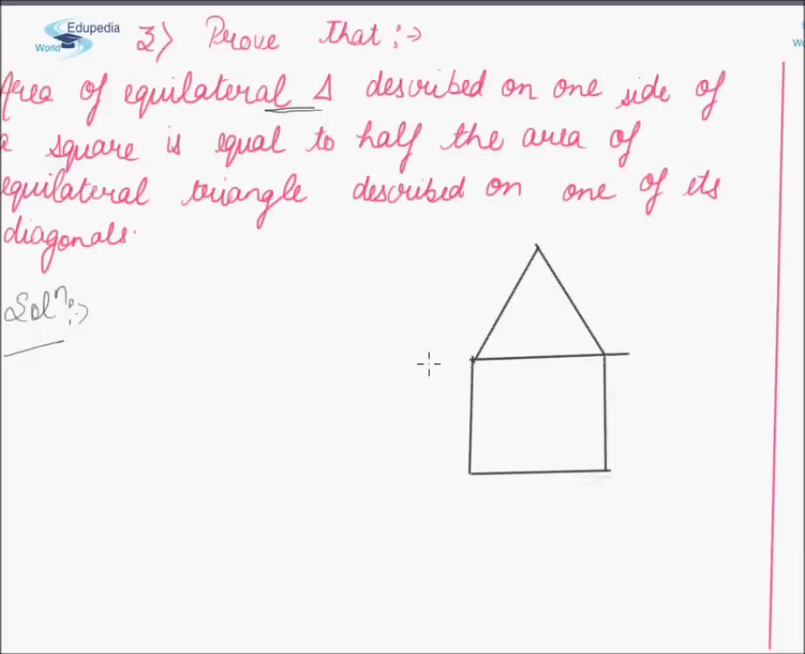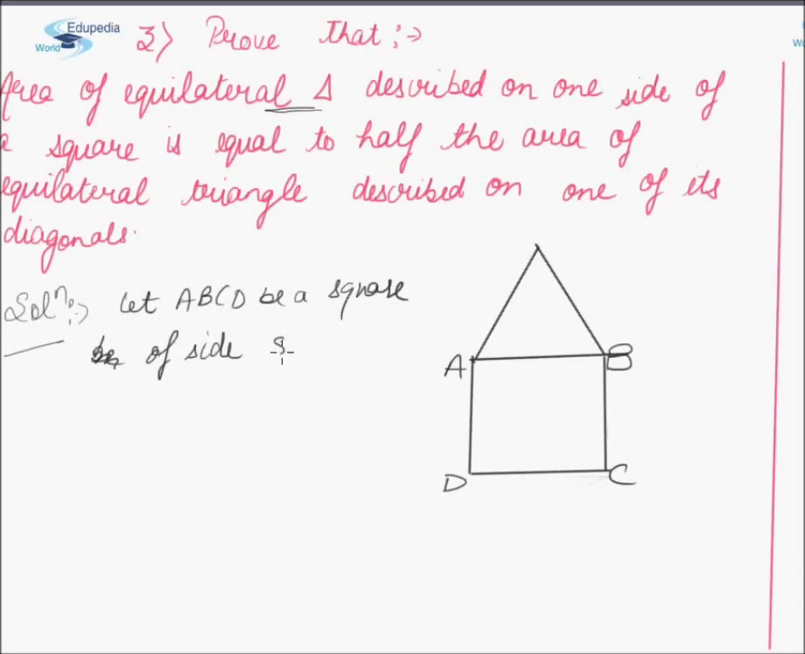Now since ABCD is a square, let us assume its side to be S units. Therefore, AB equal to BC equal to CD equal to DA equal to S units.